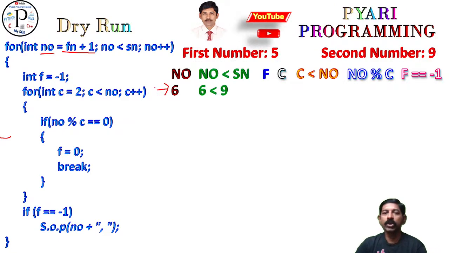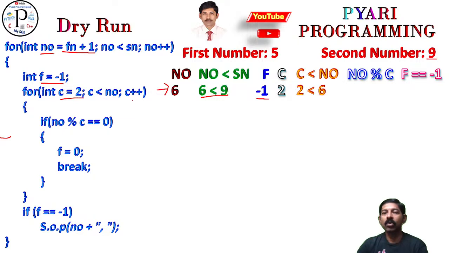Next, we have a condition. NO is less than second number, where second number is 9. It is true, so it will come over here. It will make F equal to -1. So F becomes -1. Now C is 2 because of this initialization.